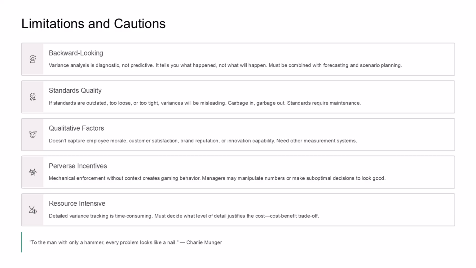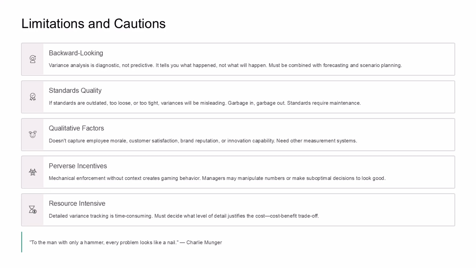Fifth, variance analysis is detail-oriented and time-consuming. Calculating variances for every cost category across every department every month takes effort. You have to decide what level of detail is worth the cost. Many companies track detailed variances for major costs but aggregate smaller costs into broader categories. It's a cost-benefit trade-off. Here's the philosophical takeaway.